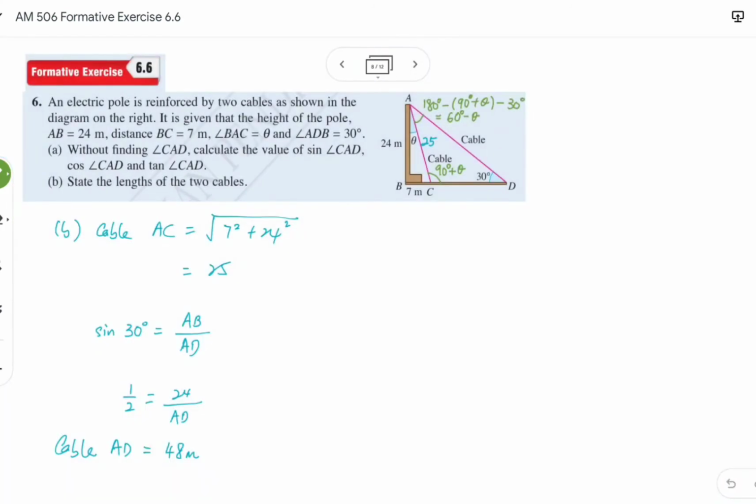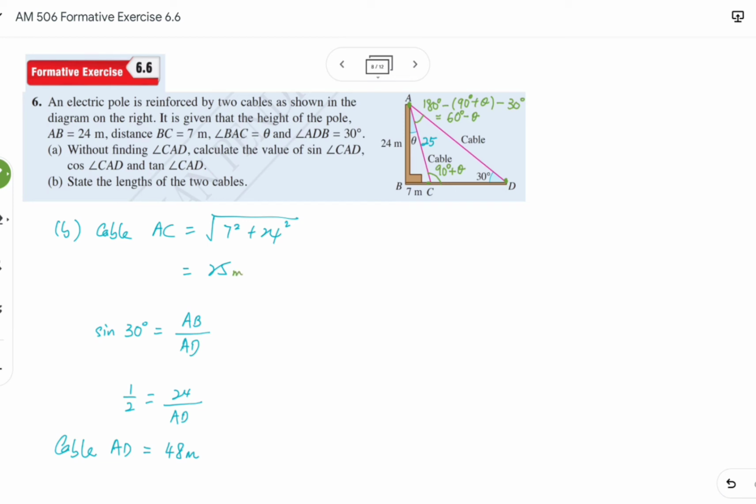Next, B, state the length of two cables. So the two cables involved are AC and AD. So AC is clearer. We can get it from the Pythagoras theorem, which is the surd of 7 square plus 24 square. So we get 25 meter.